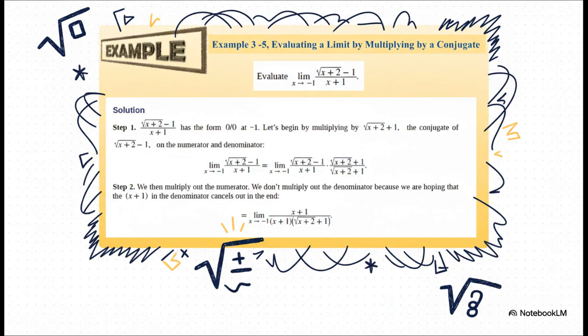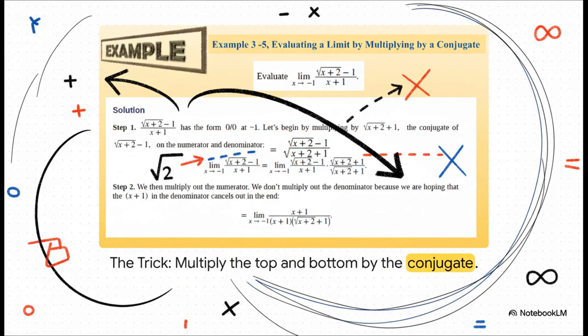All right, let's try a different kind of problem. This one's got a square root, which often means we need a different tool. And again, if we try plugging in x equals -1, we get 0/0. The technique we need this time is called multiplying by the conjugate. Now, conjugate sounds like a fancy word, but the idea is simple. You take the expression with the square root, and you just flip the sign in the middle. We multiply both the top and the bottom by this conjugate, and what it does is pretty brilliant. It gets rid of the square root on top and reveals the hidden term we need to cancel.